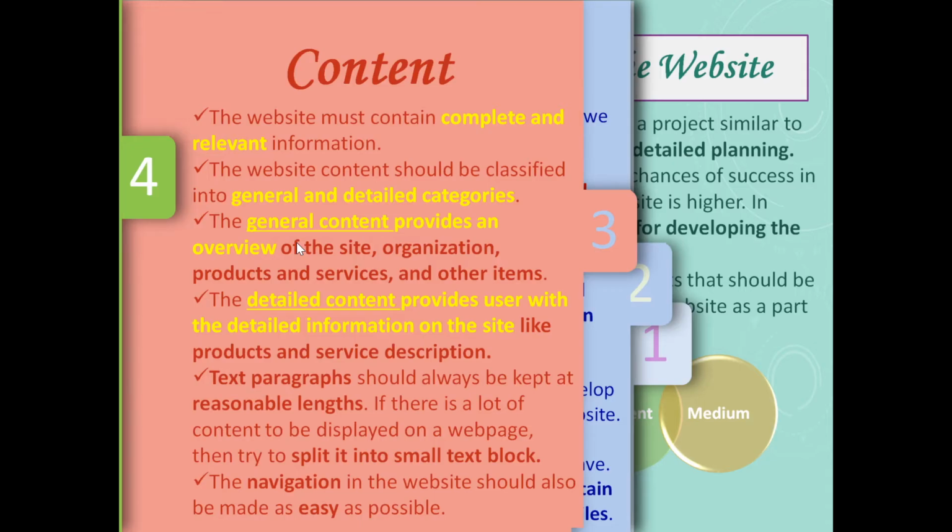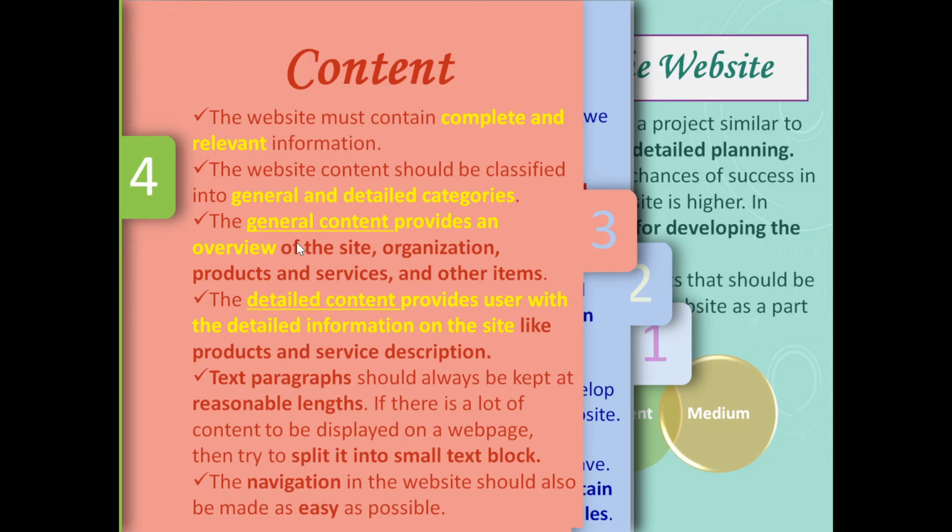Then we tell more specific and detailed information on the site, like product or service description, as you have seen on Amazon or Flipkart. You can see the overview, and if you want to know more description about it, you have to click on that product. That is the same thing. The layout of the site should be such that the specific information can be easily accessed.